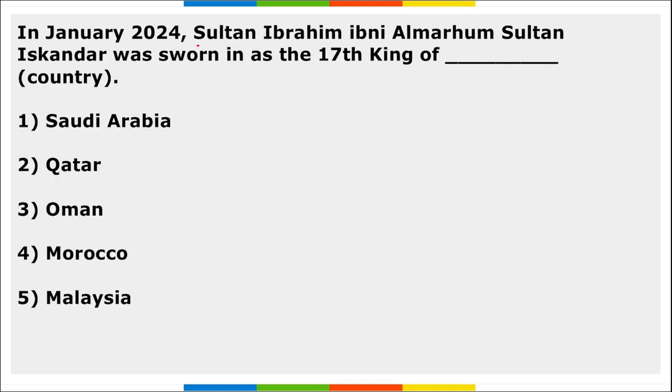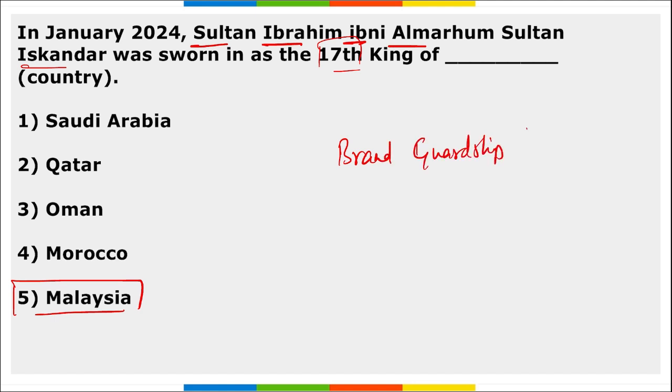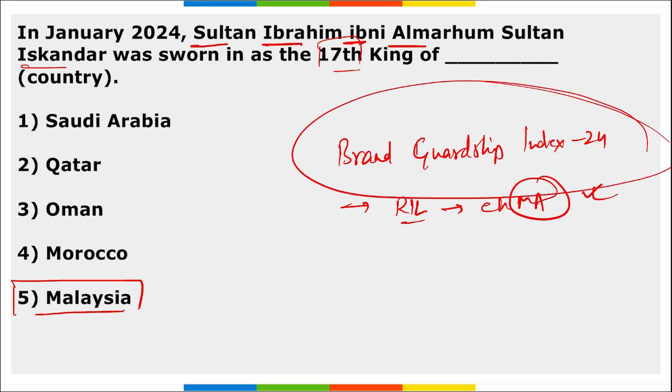Next, in January, Sultan Ibrahim ibni Al-Marhum Sultan Iskandar was sworn in as the 17th king of which country? He was sworn in as the 17th king of Malaysia. Next, tell me recently who topped the Brand Guardianship Index? Brand Guardianship Index 2024. This was topped by Reliance Industries Limited. Chairman here is Mukesh Ambani. So we can say Mukesh Ambani has topped Brand Guardianship Index 2024.